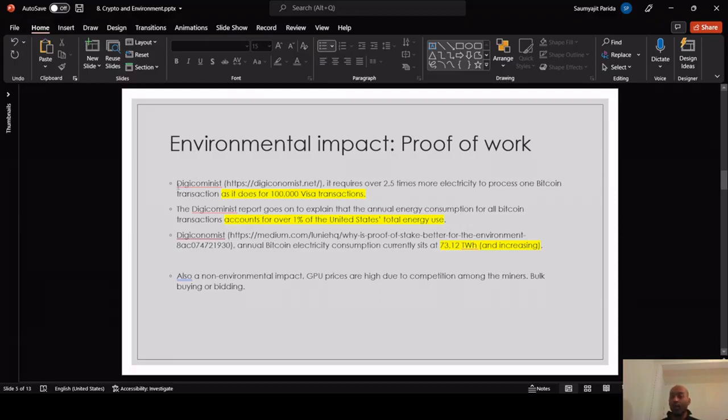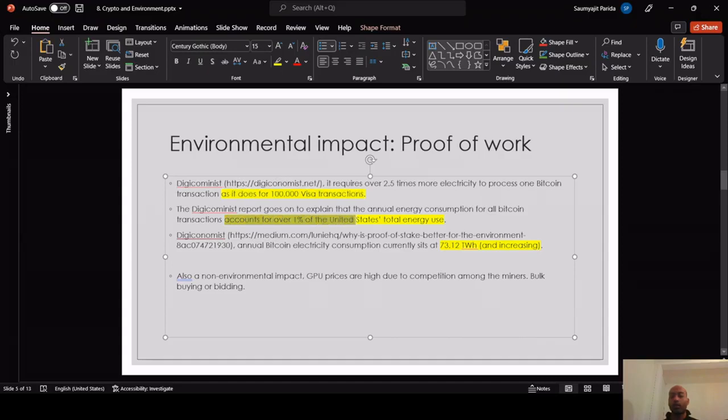Okay, coming to the environmental impact of proof of work. Taking the example of Bitcoin, and I have my information from DigiCommunist. Proof of work requires 2.5 times more electricity to process one Bitcoin transaction, which is equivalent to or more than 1,000 Visa transactions. Like Visa, I use my card to pay something. So one Bitcoin transaction is equivalent to 100,000 Visa transactions. It's huge.